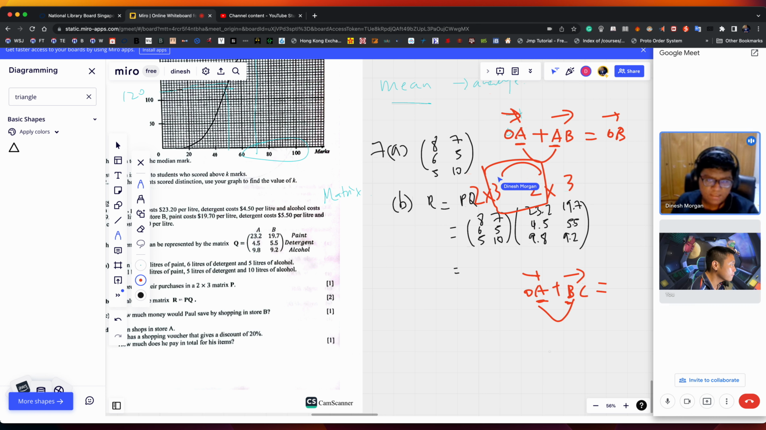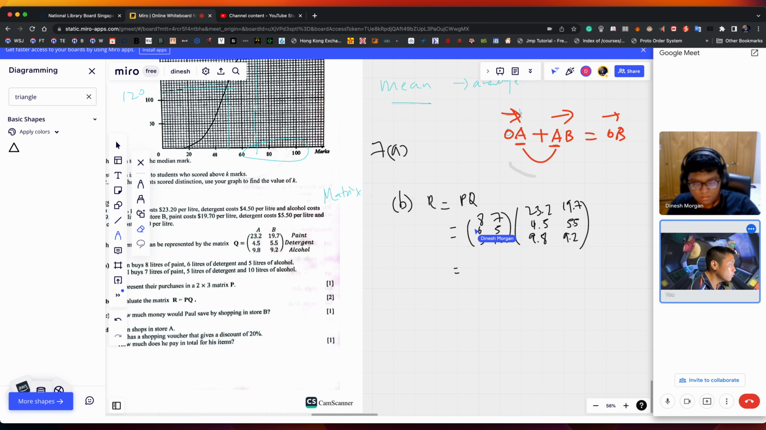Wait, this is a 2 by 3 matrix, right? Actually, this is a 3 by 2. So your understanding of matrices has to improve. They are not both 2 by 3. This one is a 3 by 2. If you write it in that manner, that's a 3 by 2. So if you have 3 by 2 and 3 by 2, the 2 and 3 are not the same, so you cannot multiply the matrices.